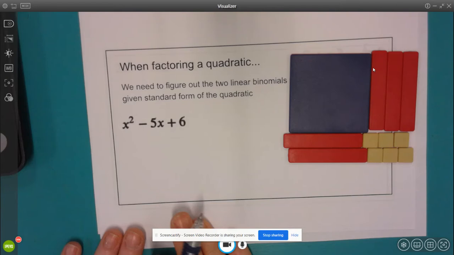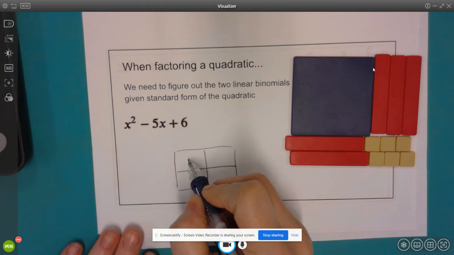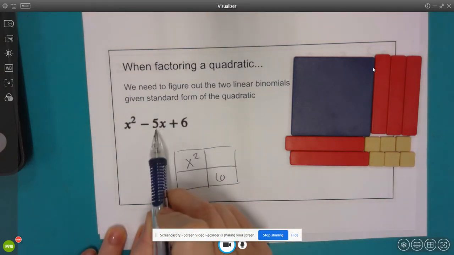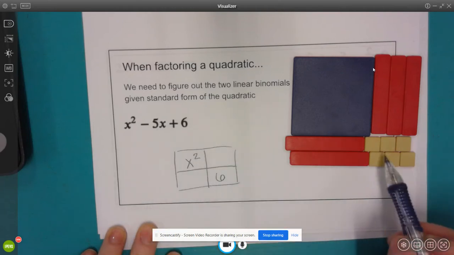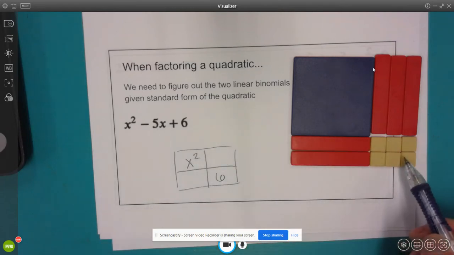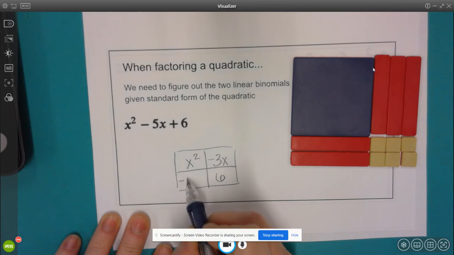Now this box is similar to what we did when we were completing the square. However, my corner boxes are not going to be identical necessarily in this case. So this would be x squared and this would be 6. And so I've split up negative 5 so that we mirror how these 6 are set up here in the corner. So I have negative 3x and negative 2x.